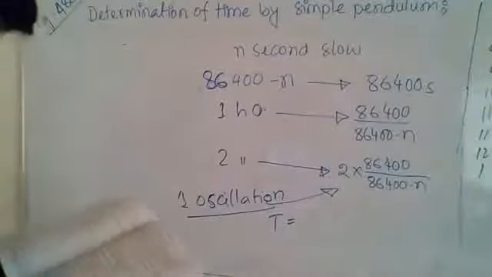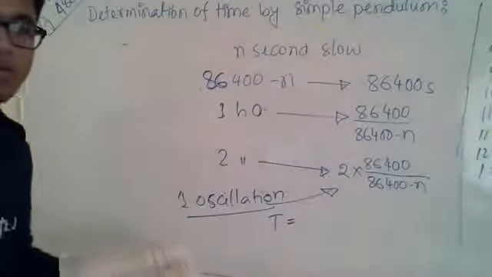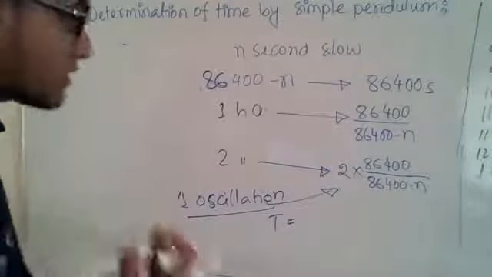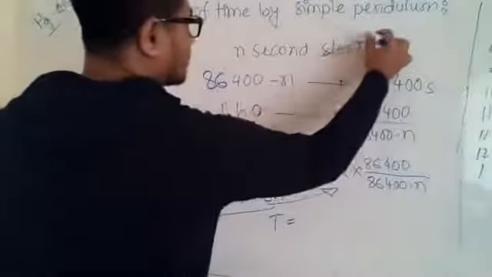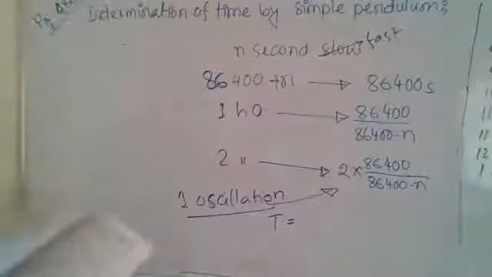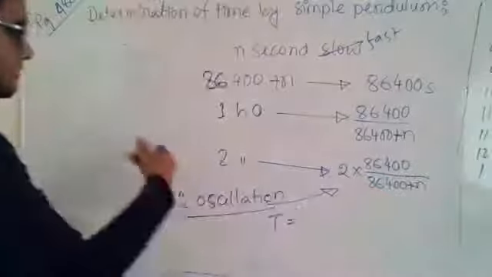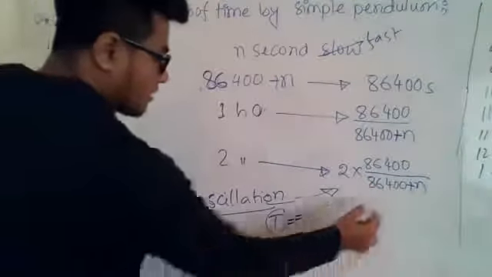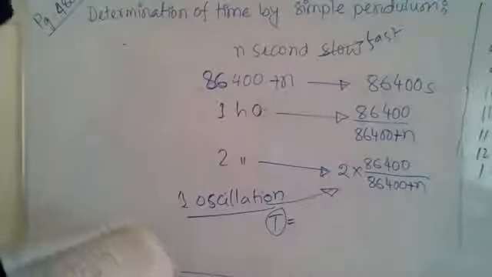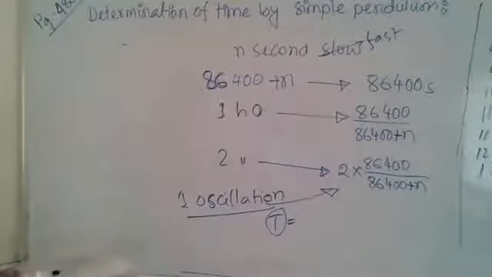Then again, if the pendulum runs n seconds fast in a day, now you are running faster, so you will be able to complete more oscillations, right? The only difference from the slow case is that it will be plus, no other changes. So if it is running fast, then the time period will be this one. So we can calculate the time period using a simple pendulum, second pendulum. Is there any doubt in this equation now?